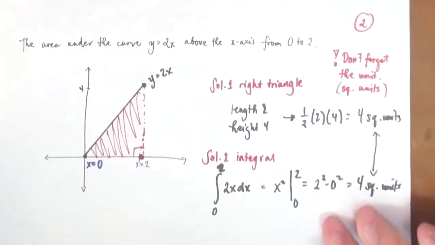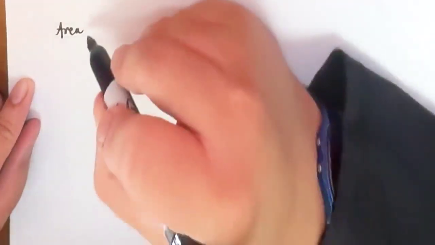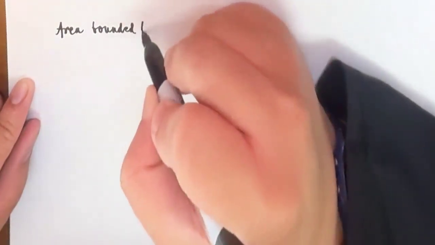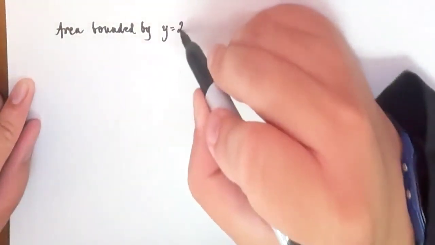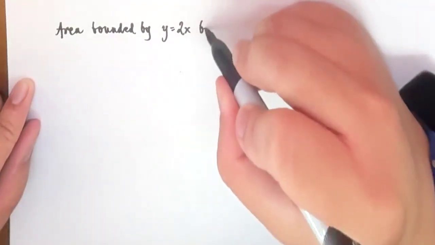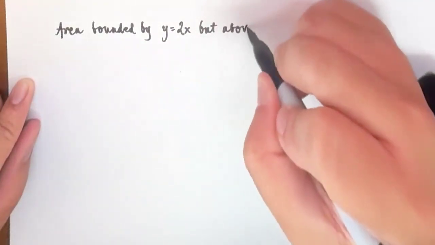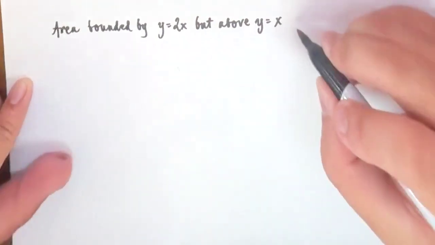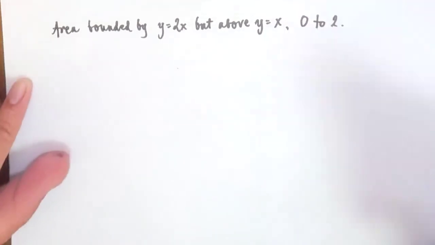Now, what if we have two curves? In this particular example, suppose what we want to find is the area bounded by y equals 2x, but above y equals x. It's still from 0 to 2.